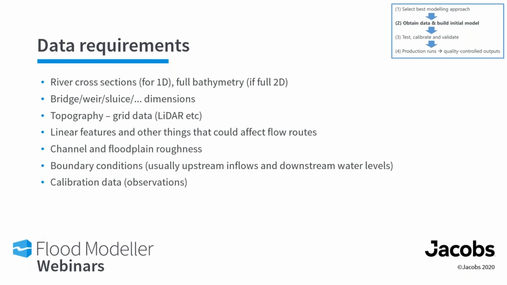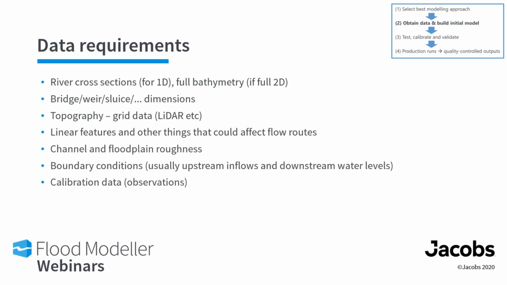For these point features, bridges and sluices, weirs and these sort of things, you need to know what type of structure it is, some dimensions for them and some coefficients, discharge coefficients, etc. for those, and you need to have control rules where there's something that moves on it. On the floodplain, you need to know the topography.